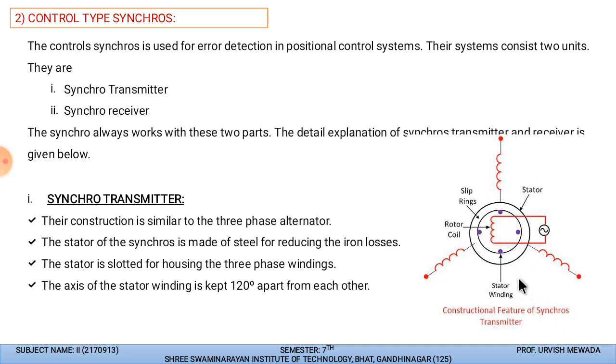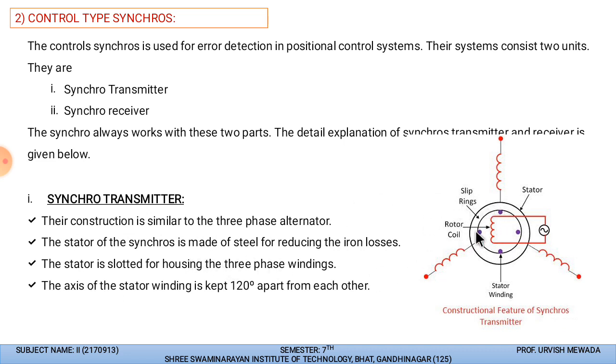Now the stator winding is slotted into the inner surface of the stator. We have a teeth and slot structure in which we have the stator winding, which is three different windings 120 degrees apart from each other. So if we give the field current to this rotor coil, the flux produced will be cut by the stator conductors, and the stator conductors will produce the EMF. The synchro transmitter construction is similar to a three-phase alternator. The stator of the synchro is made of steel.